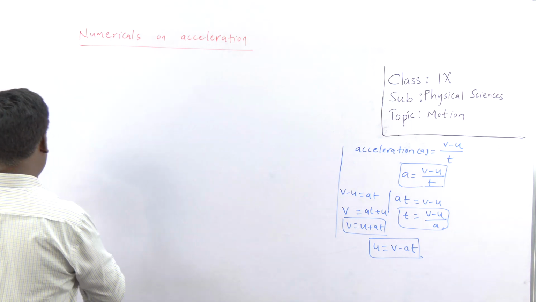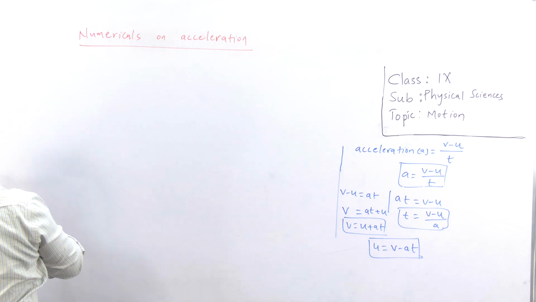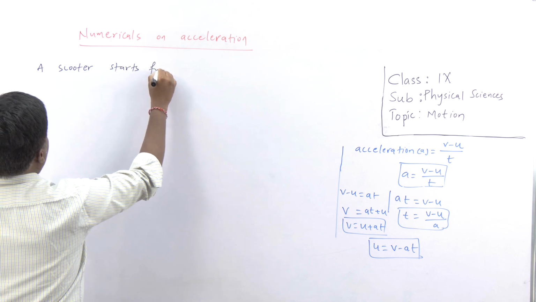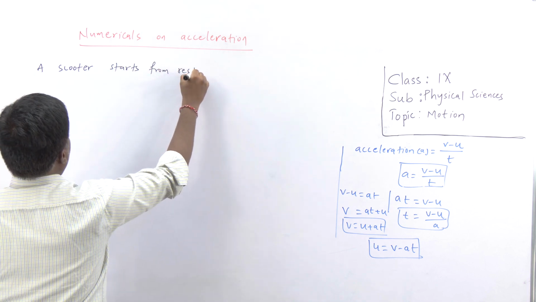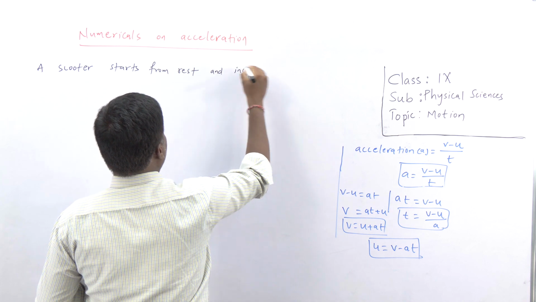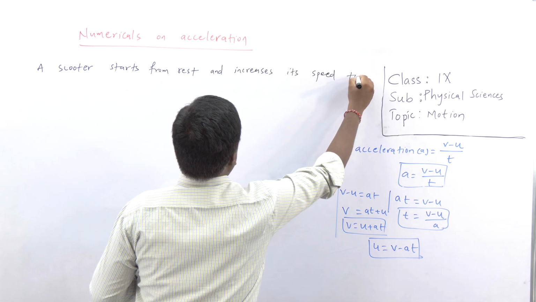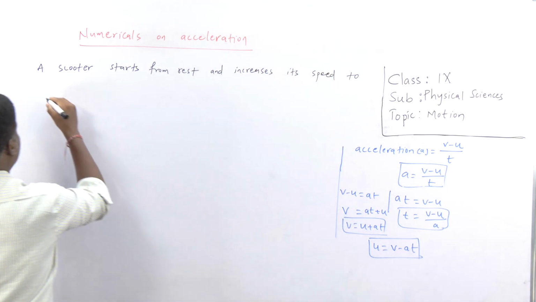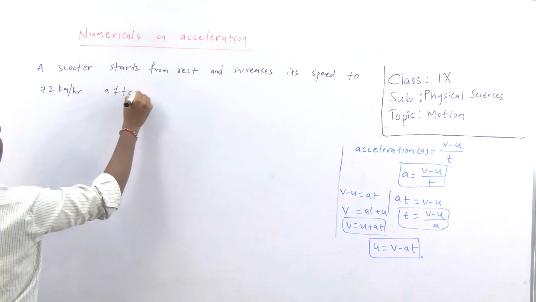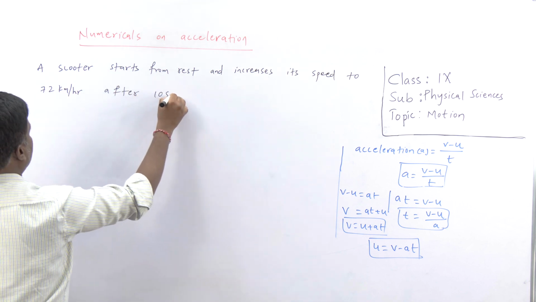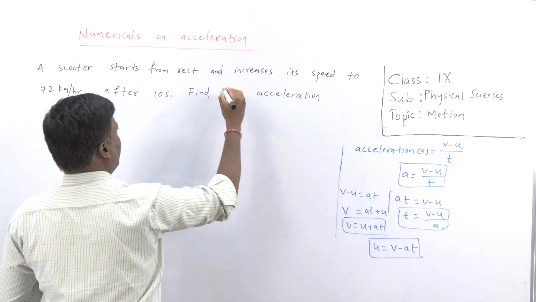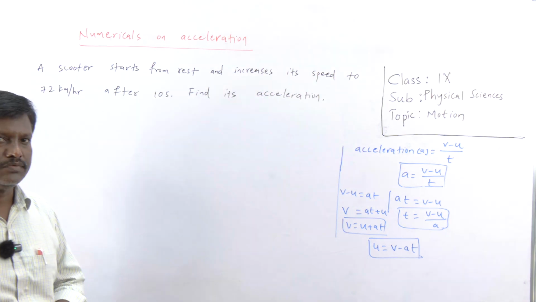Okay, now we are going to solve one problem. A scooter starts from rest and increases its speed to 72 km per hour after 10 seconds. Find its acceleration.